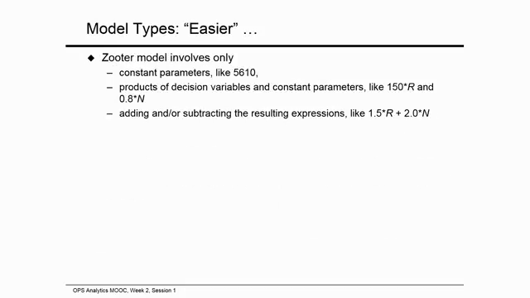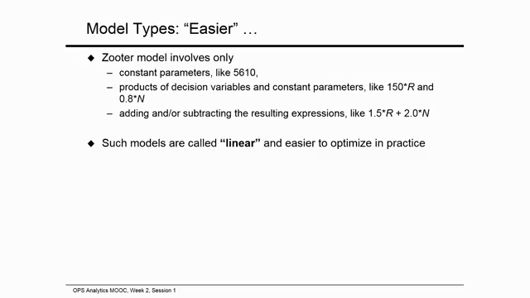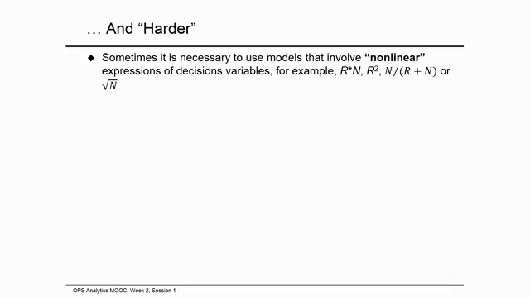Another thing to keep in mind is that some models are easier to tackle than others. Look at the Zuter model. It contained constants, products of decision variable and constants, and the addition, it can also contain subtraction, of the resulting expressions. Models like that are called linear, since they contain only linear functions of decision variables. Linear models in general are easier to optimize. In other words, optimization software like Solver or any commercial software will have an easier time in identifying the best decision.